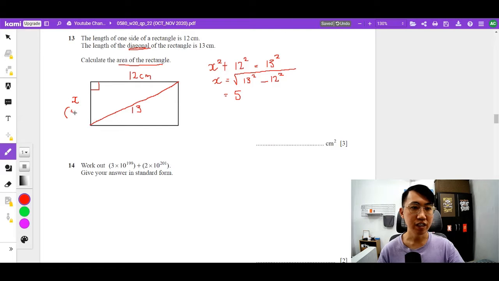So let me write it in a bracket. Now you can do the area of your rectangle. It's going to be length times width, right? So 12 times 5, that is going to get you 60. The unit is centimeter times centimeter, so centimeter square. IGCSE is very kind, they give you the final unit over there, 60 centimeter square. That's how you do question 13.